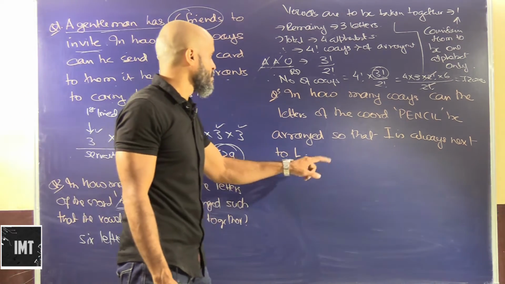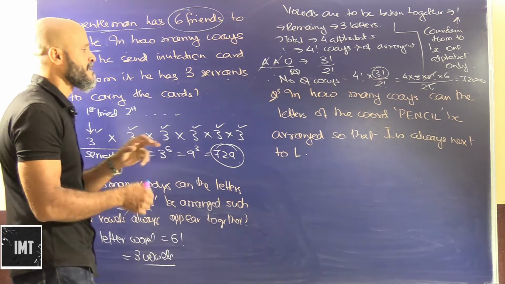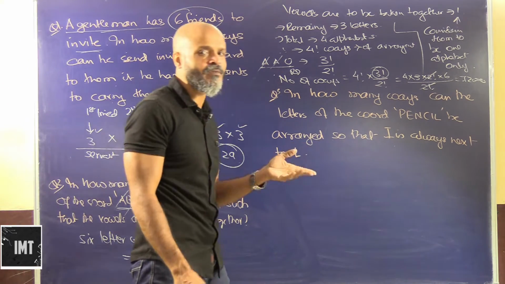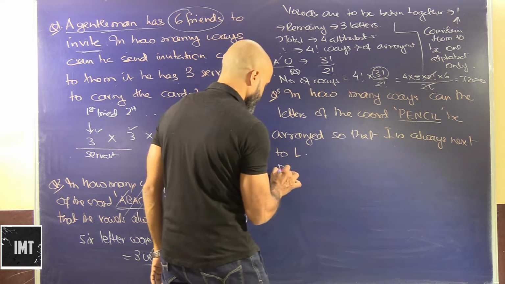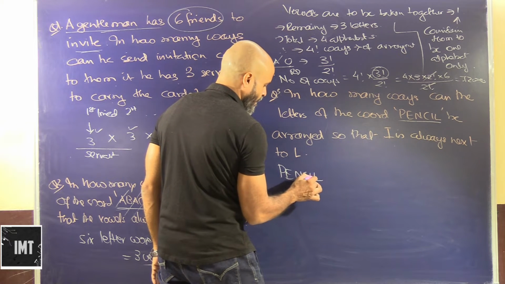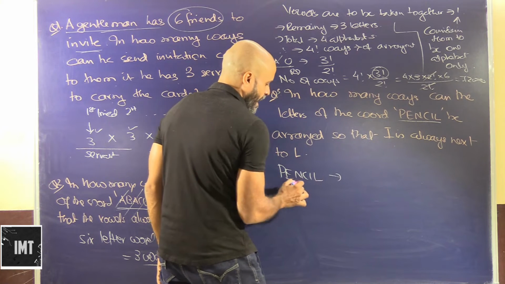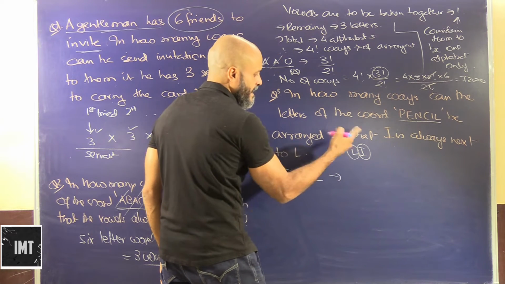Okay, alright, so now we will go to this one. In how many ways can the letters of the word PENCIL be arranged so that I is always next to L? A simple problem here. So how many letters do we have in PENCIL? 1 2 3 4 5 6. Now out of 6, I is always next to L. So this is how it appears.